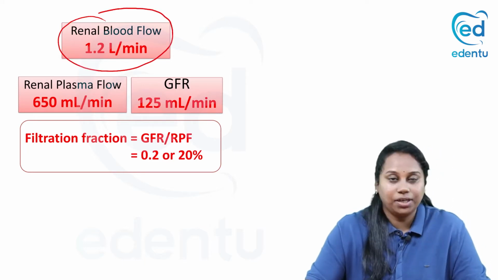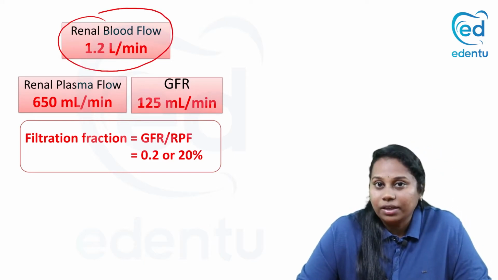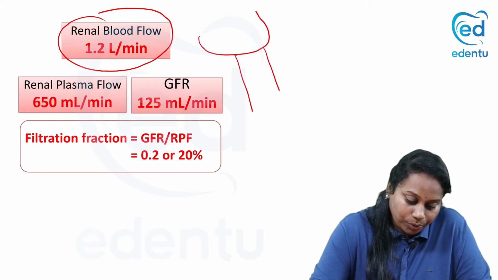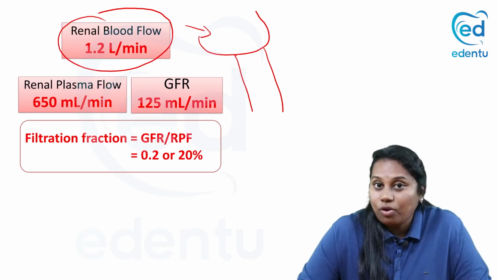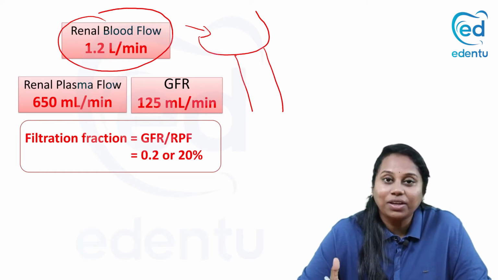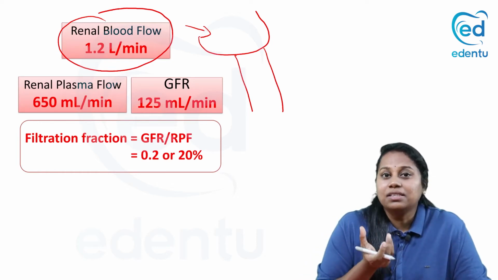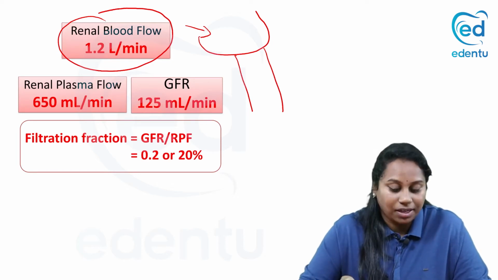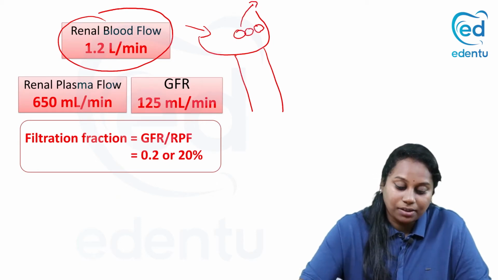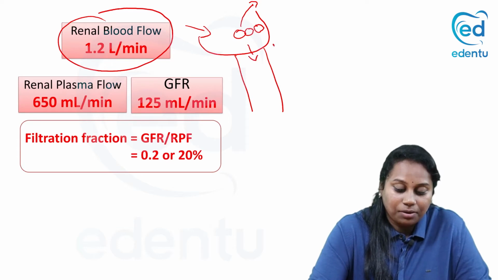1.2 liter per minute. See, when we talk about renal blood flow, this is the glomerulus and this is your tubule. Blood flows into the glomerulus. Blood is made up of two components. What are they? Yes, plasma and the cells. In your glomerulus, the cells are not filtered because of their bigger size. Cells are not filtered and they move out like this. Then what is filtered? Plasma is what is actually filtered.